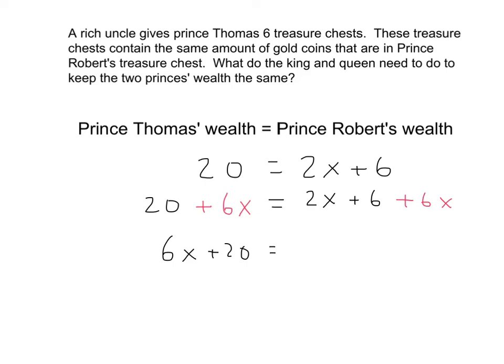For Prince Robert, let's rearrange our terms. This would be 2x plus 6x plus 6, which is 8x plus 6. And so we've done the same thing for Prince Thomas that we've done for Prince Robert. So that means that these two amounts, 6x plus 20, has to be the same as 8x plus 6. The wealth of the 2 princes is still the same.